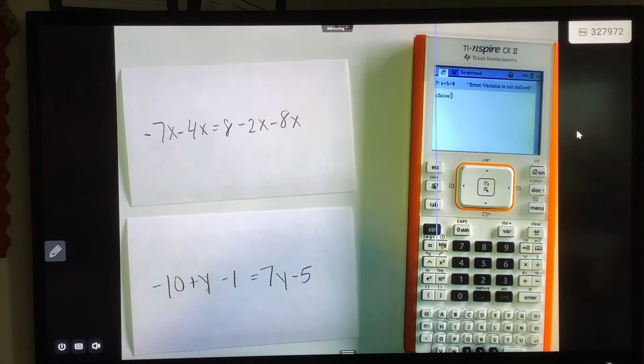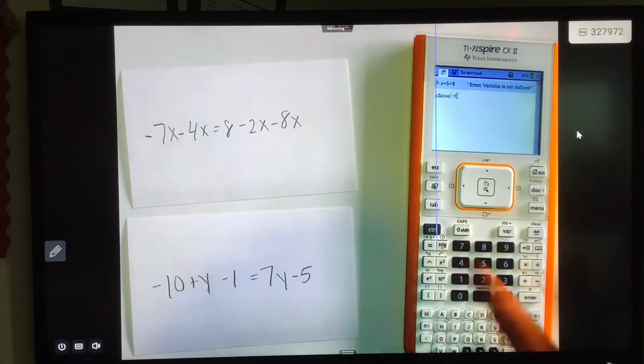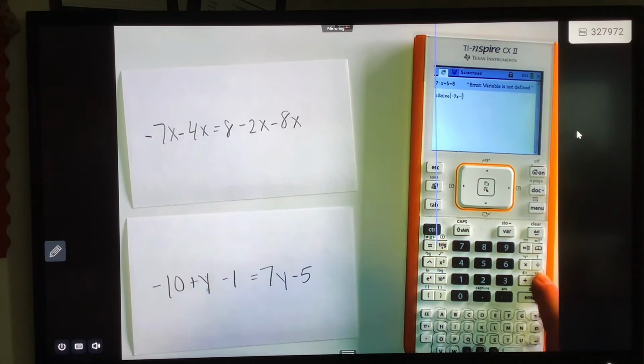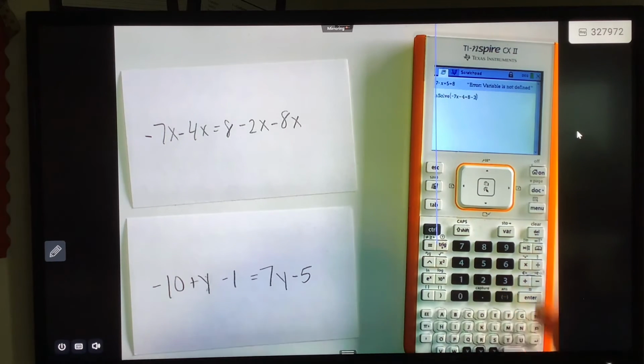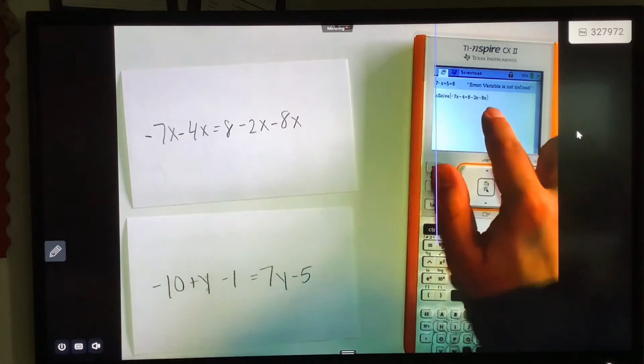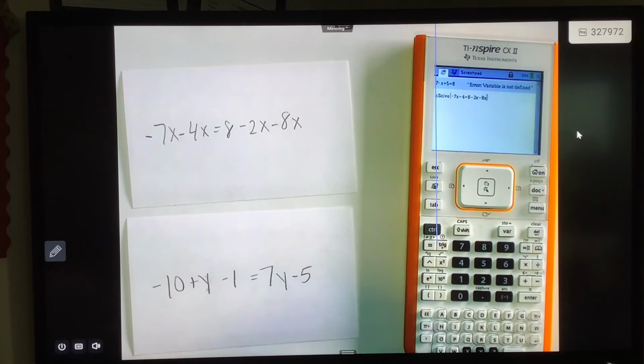Okay. So I'm going to start typing this equation into the calculator. Negative 7x minus 4 equals 8 minus 2x. Oh, minus 8x, right. So now I have the entire equation that I just said out loud in the calculator. I have to do one more thing. I have to tell the calculator, find x.